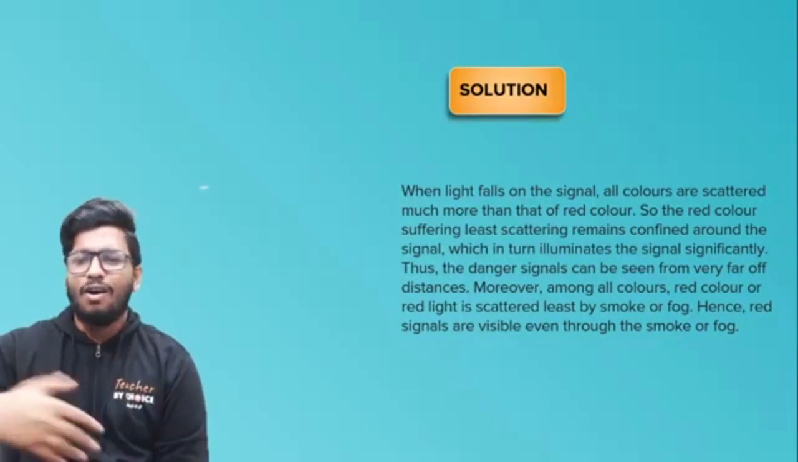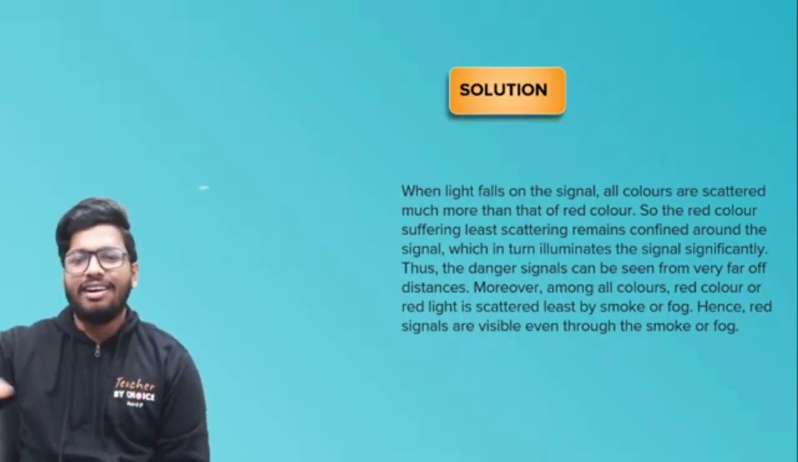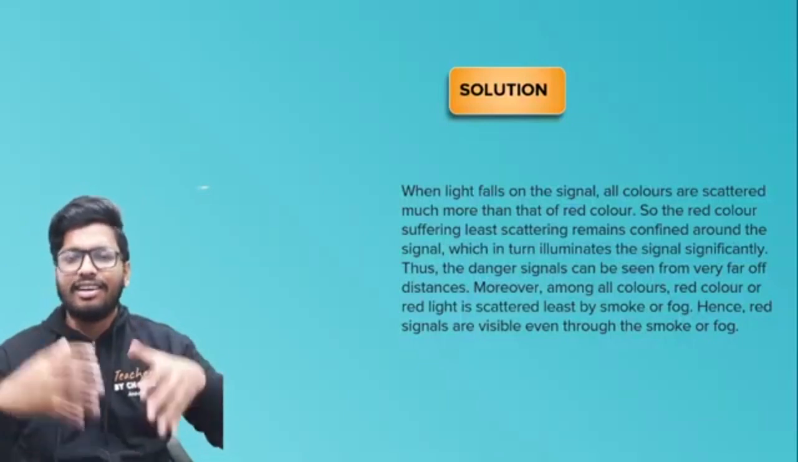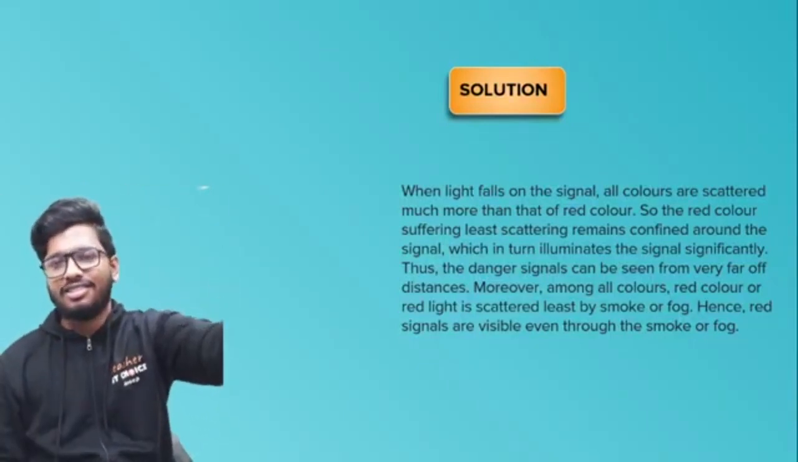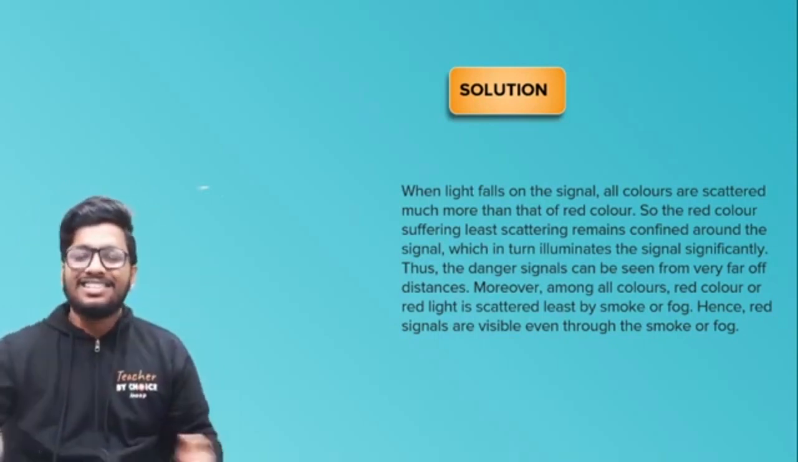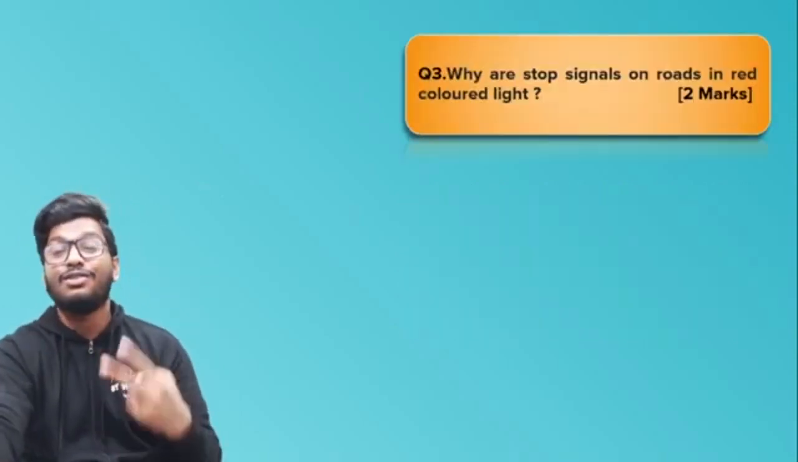When light falls on the signal, all colors get scattered much more than red color. So red color gets scattered the least, and because of that, it would travel a longer distance, and hence red color. Such an interesting question for 2-mark, people.